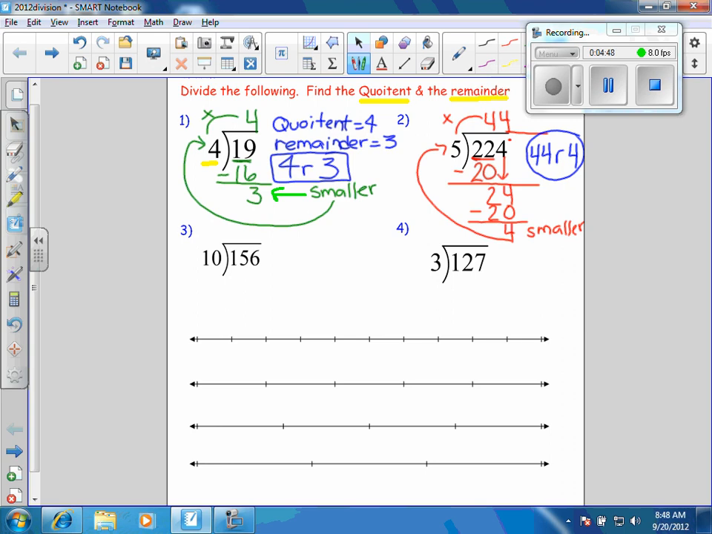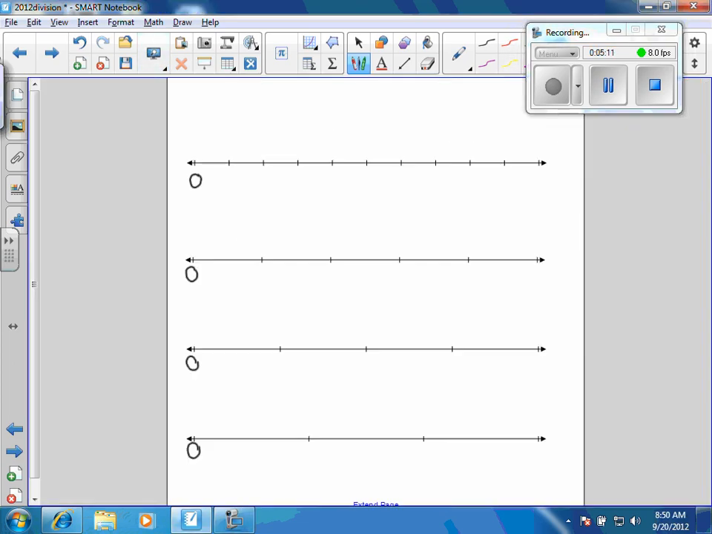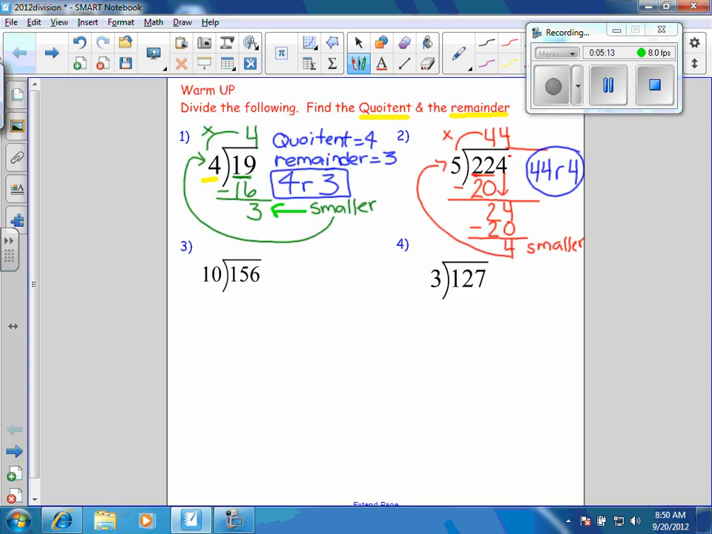Can you guys try number 3 yourself? Go ahead and try that, and we'll check answers. Okay, Isabella, what did you do first? I knew that 10 doesn't go into 1. That's correct. And then I knew that 10 only goes into 15 once. Right, so you put a 1 here.